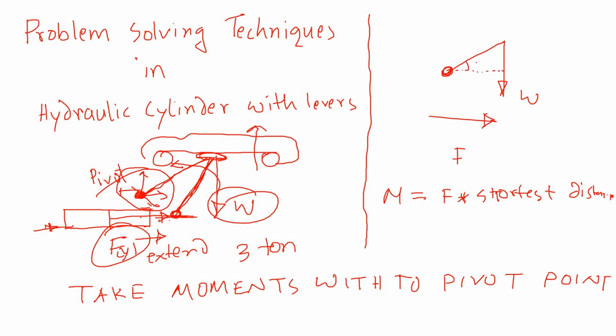If this is at an angle theta, and we know this is a solid piece, we know this distance. Let's say this is L. So we can say L cosine theta. The moment for the W would be W times L cosine theta. That's one way, by the definition of the moment.